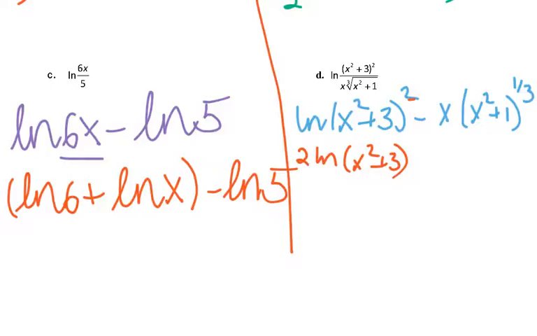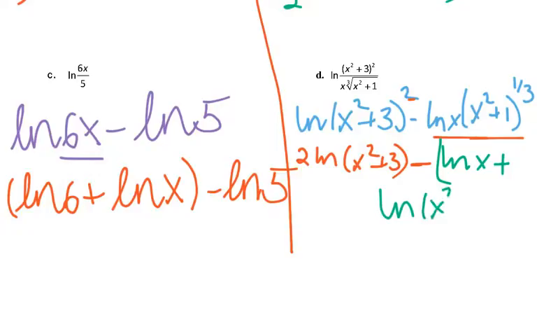Also over here, I'm missing one thing, it should be natural log. I missed that. So right here I can see the product. Let me erase this so you can see it a bit better. Minus natural log of x. I see this is the product of these two, right? So I'm going to rewrite this with the addition rule. So natural log of x plus natural log of x squared plus 1 to the third power.